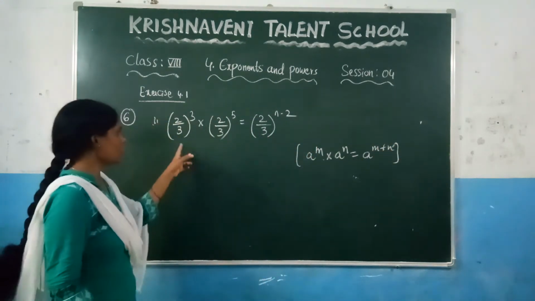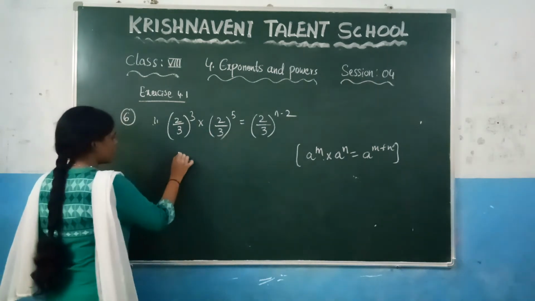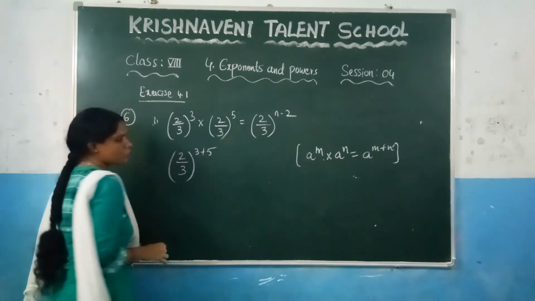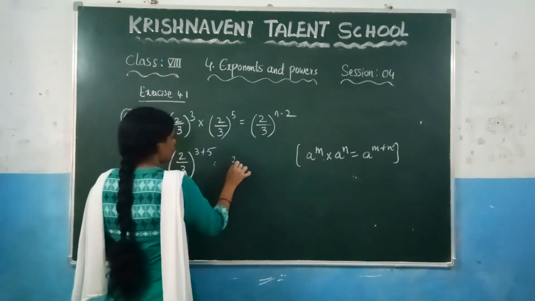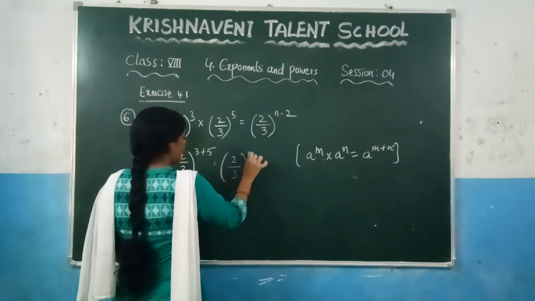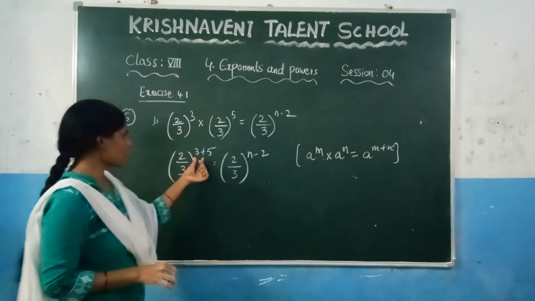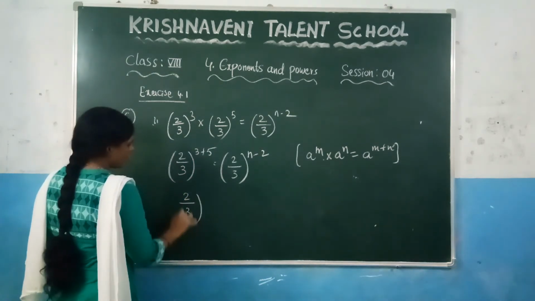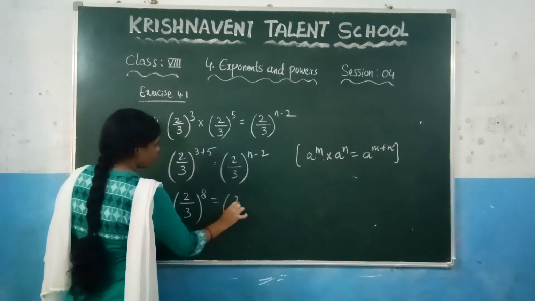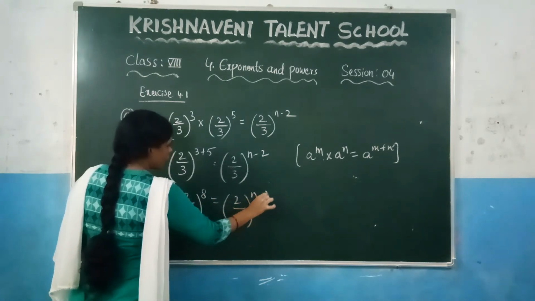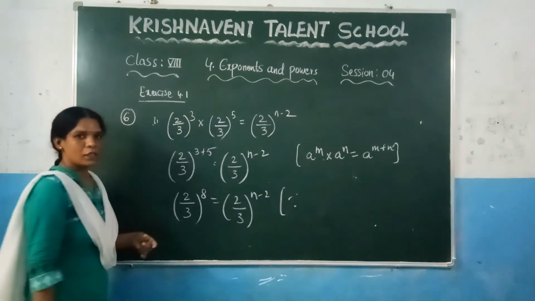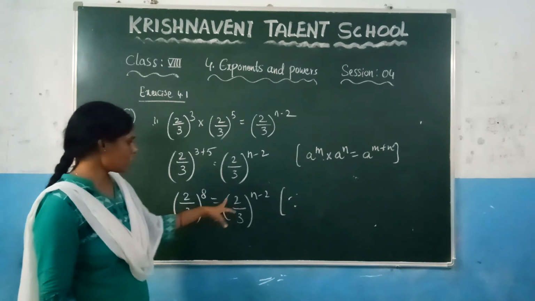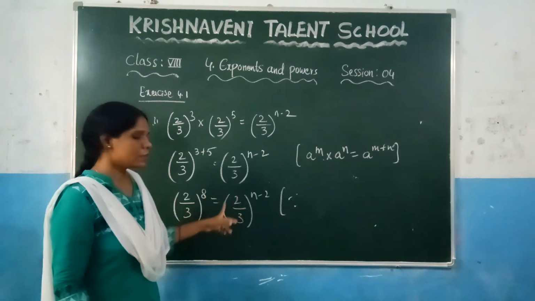Now here you can add the powers, so you can write this as (2/3)^(3+5), which is equal to (2/3)^(n−2). Now what is the value of 3 plus 5? It is nothing but 8. So you will get (2/3)^8 is equal to (2/3)^(n−2). Now you can observe that the bases are equal, 2/3 here and 2/3 here, but the powers are not equal.